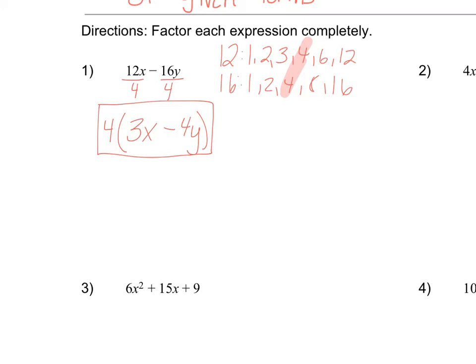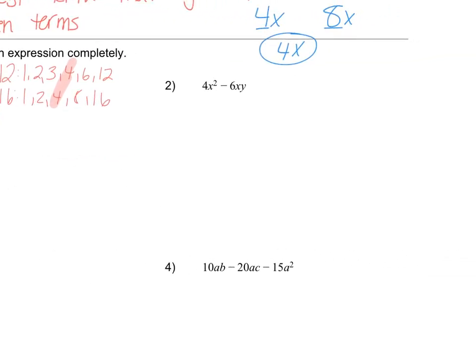You can always check your work by going the opposite way and distributing, right? So if I checked my work by distributing, I get 12x minus 16y, which is the same as our original expression. So if you're ever not sure if you're getting the right GCF, if you're factoring it out right, you can always check your work. Let's look at number 2.